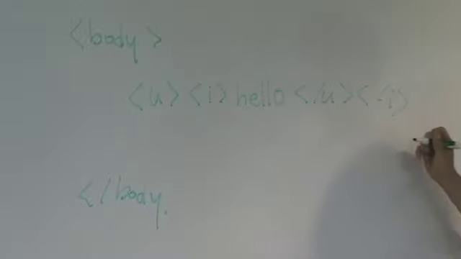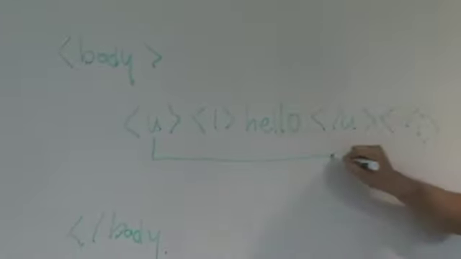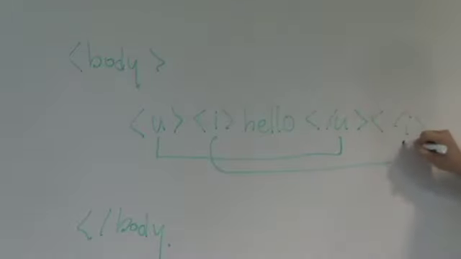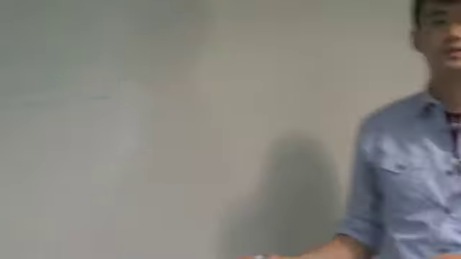So this is an example of a bad style, because the tags cannot overlap. One tag has to encapsulate another tag. In this case, the U underscore tag is here, but the I italicized tag is here. So this would be one example of a bad style.